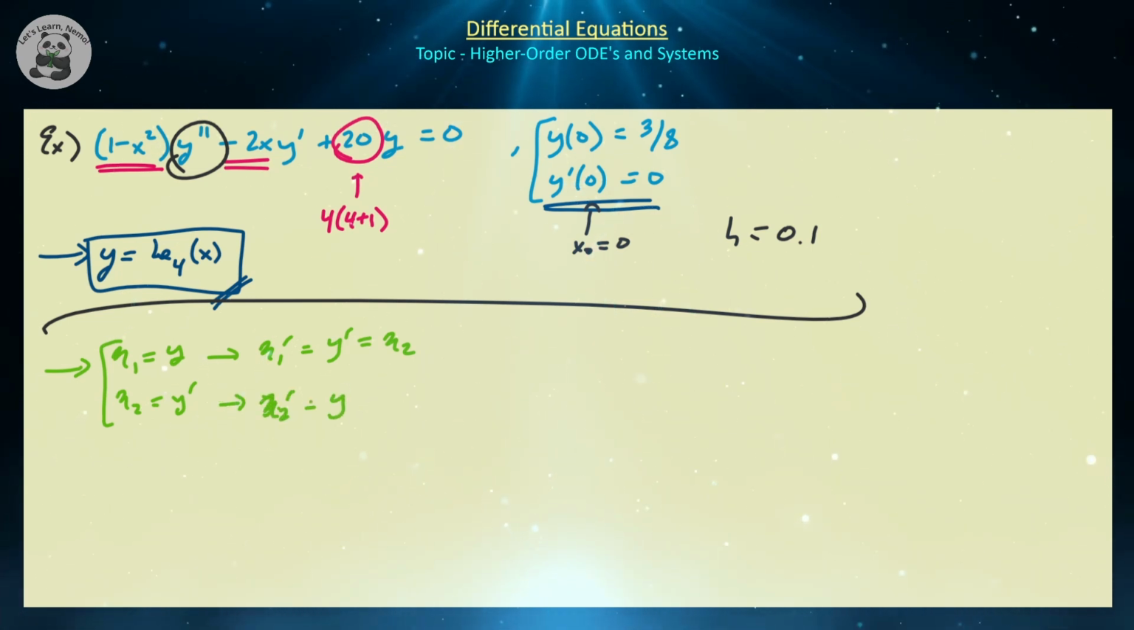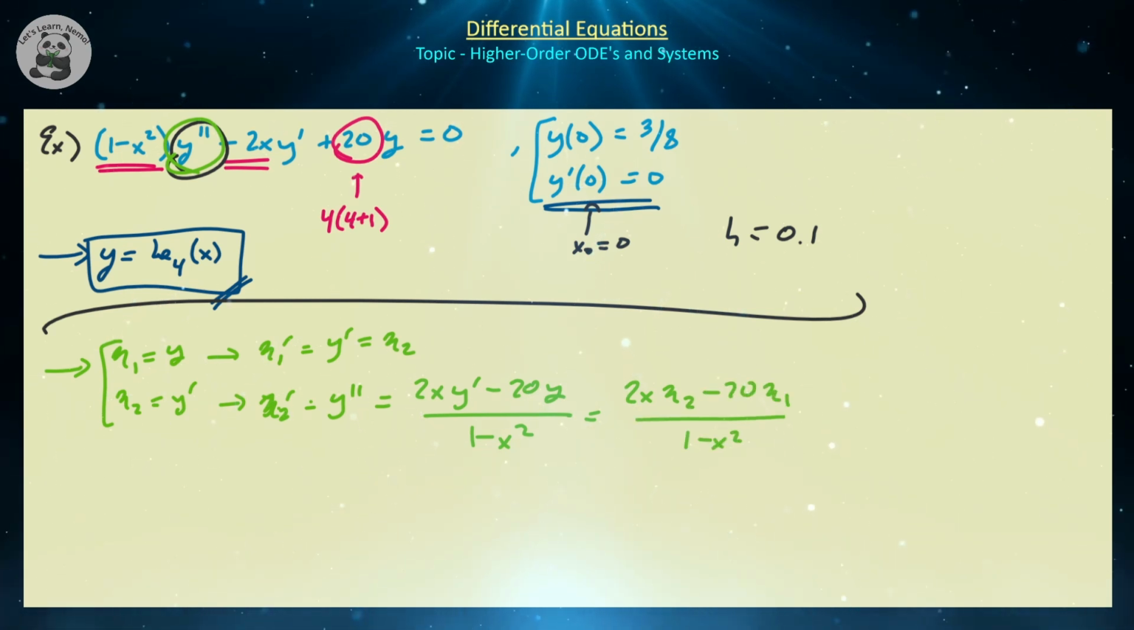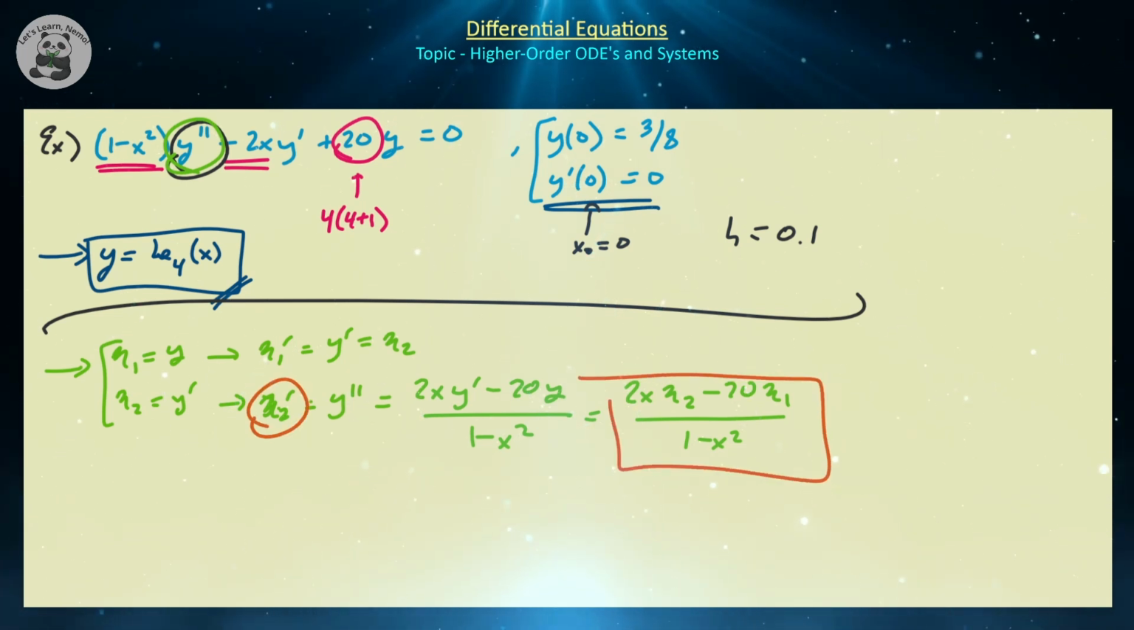So eta 2 prime is just going to be the same as y double prime, and then we need to just solve that differential equation for y double prime, which is going to be positive 2xy prime minus 20y all over 1 minus x squared, right? And once we write that in terms of eta 1 and eta 2, that's just going to be equal to 2x eta 2 minus 20 eta 1 all over 1 minus x squared, okay? So that's eta 2 prime, and then here's our eta 1 prime.